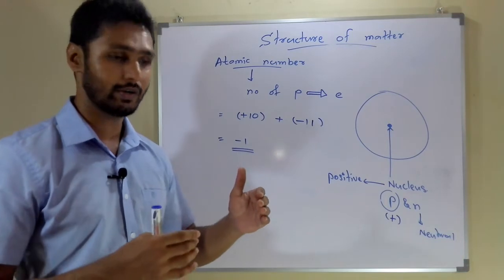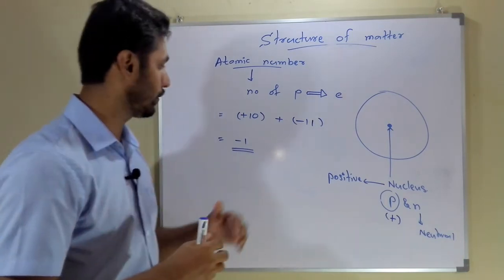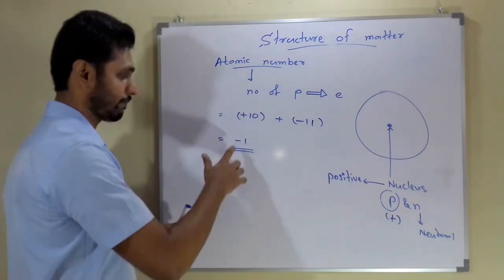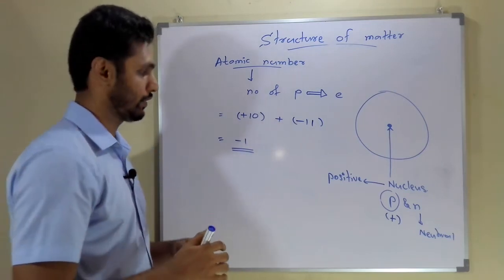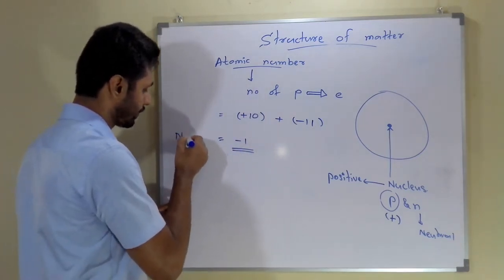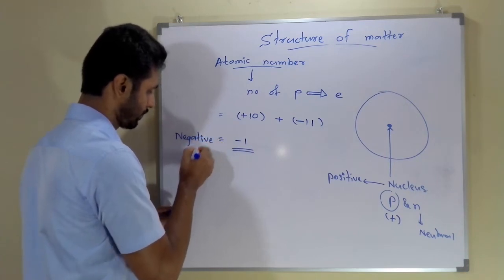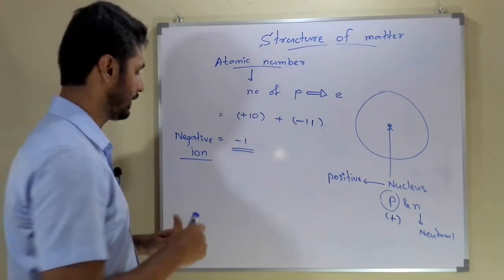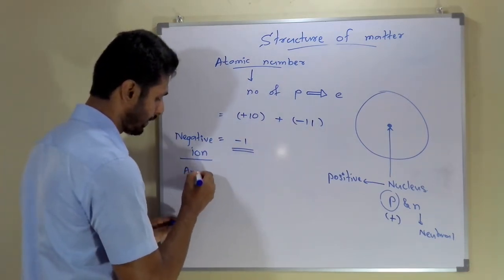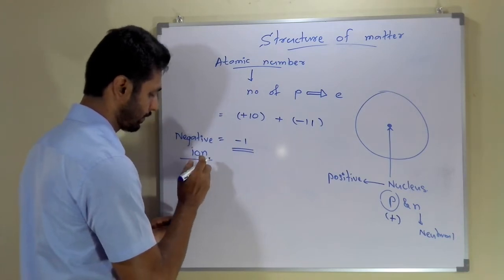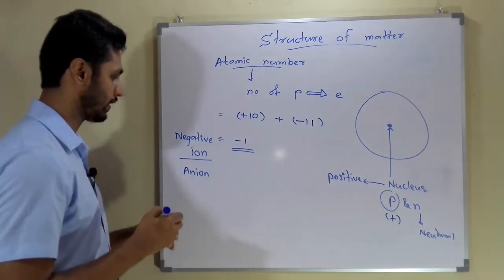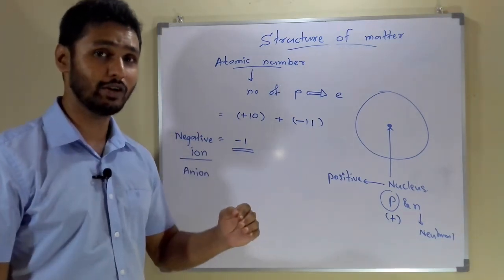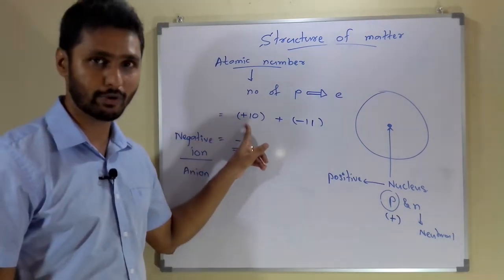They are ions which have a different amount of electrons, and think about the charge. This is negatively charged, so this is called a negative ion. Negative ion, or there is another similar word that is called anion. Anion, or negatively charged ion, or negative ion. This negative ion should contain more electrons than the number of protons.